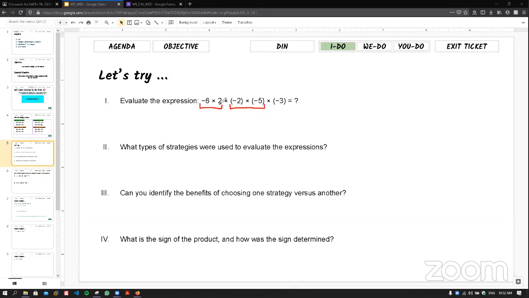So -6 times 2, because these are opposite sign numbers, it's going to be a negative result. And 2 times 6 is 12, right? And for -2 and -5, these are the same sign numbers, so the result is positive. I'm not going to put a plus sign this time. So 2 times 5 is 10. So as you see, it's -12 times 10. And now you need to bring down this one because this is alone, and times -3.